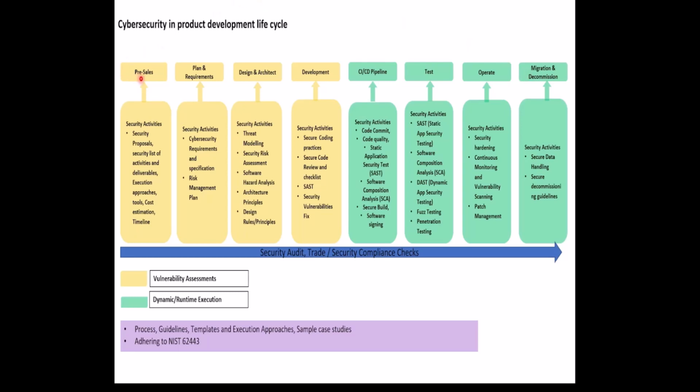Suppose you see the pre-sales security activities. What are all the security activities we need to consider when we do the pre-sales? We need to create the security proposals. In those proposals, we need to mention the list of security activities we need to execute for this application or product, and the list of deliverables, execution approaches, tools, cost estimation, and timeline to execute these activities. At least this information we need to mention thoroughly in the pre-sales to get approvals from the customers or users.